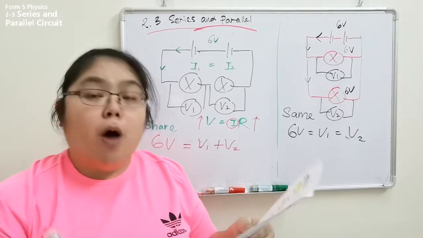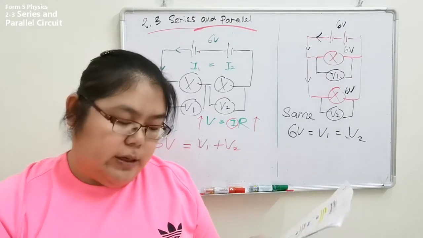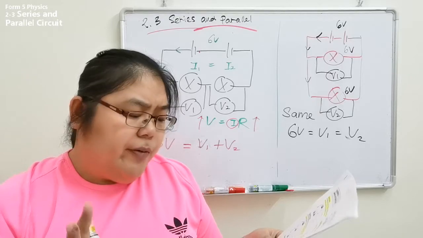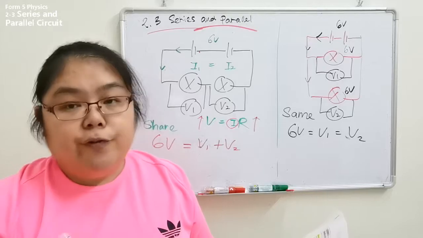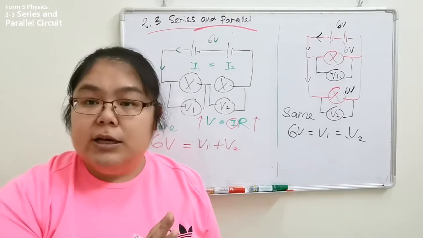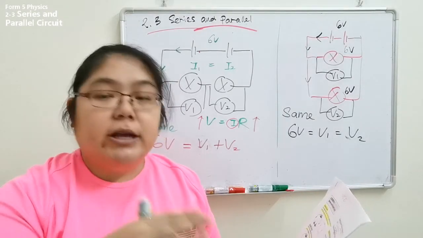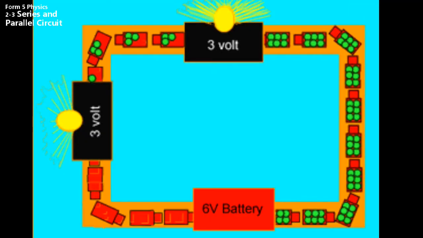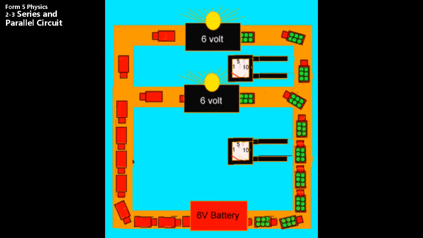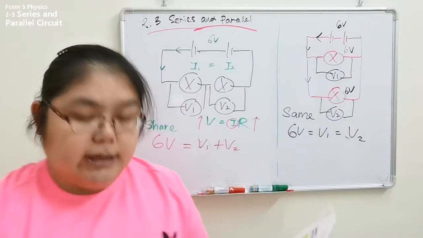Now we will see some comparison, comparison for the series circuit and parallel circuit. Okay, before we go to comparison, I want to show you the connection for the voltmeter in series and also parallel. You can see which one is sharing, which one is no need to share. You also can see the voltage, how it is given to the bulb. Okay, finish. Then we're going to see the comparison of series circuit and parallel circuit.